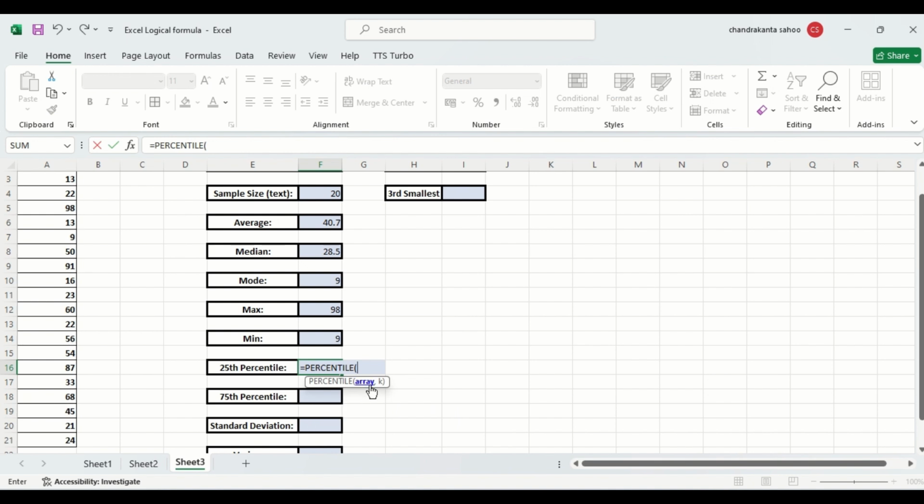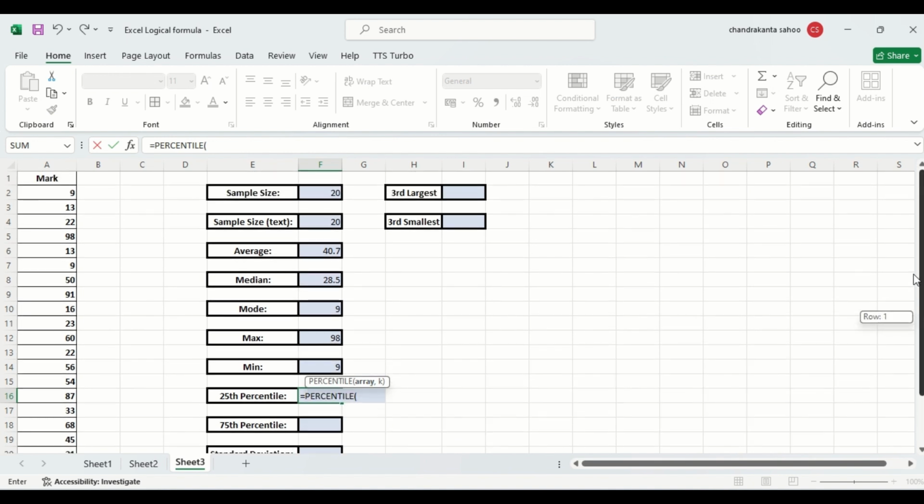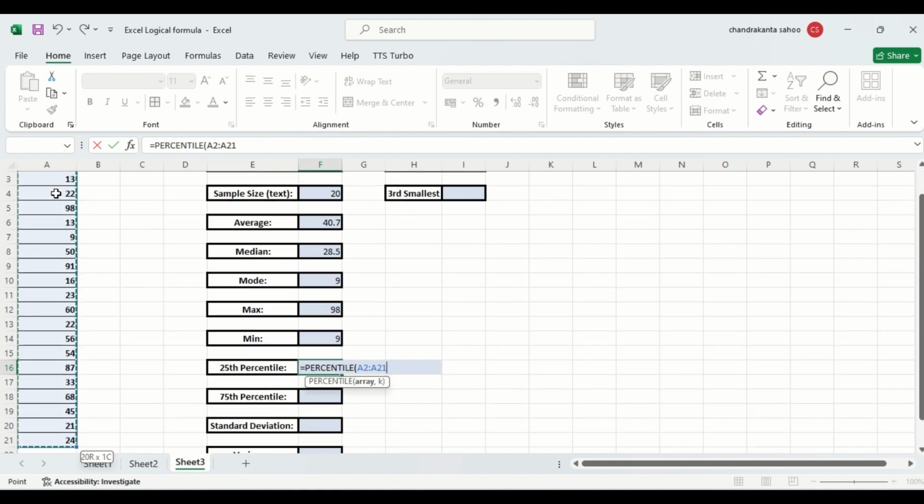Then it is asking for array. What is the meaning of array? Array means range, data range. You can select the range. Then it is asking for K. What is this K? K means which percentile you want. It is the 25th. We can write it as 0.25. Okay, it is not 25.